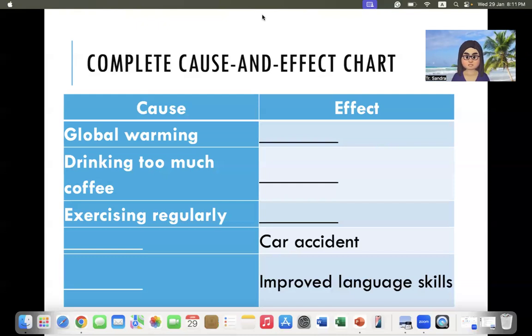Okay, so what about the effects of exercising regularly? Shall we start with Cherizo and Kanjolin? What are the effects of exercising regularly? Yes, I will go first. Okay, go ahead. Exercising regularly can improve our circulation and it can maintain our healthy weight. Yes, of course.